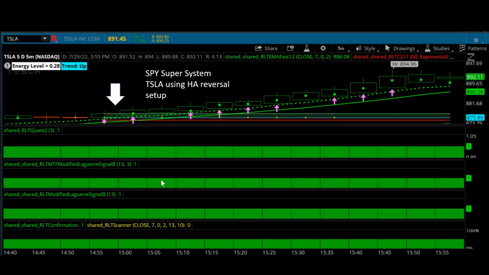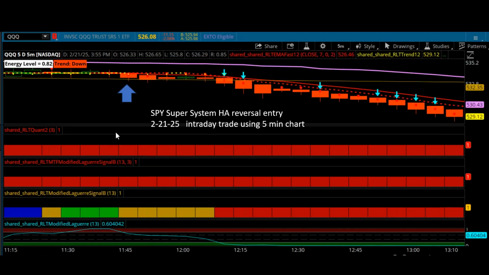But that's one. Now this is one from yesterday. This was a SPY Super System from yesterday, the software being used to identify when I wanted to trade the indexes, trading one of the Qs. Now this is the Qs here. Yesterday was a very bearish day, if you remember, right? So if you see here the Qs, this was about 11:30 in the morning.